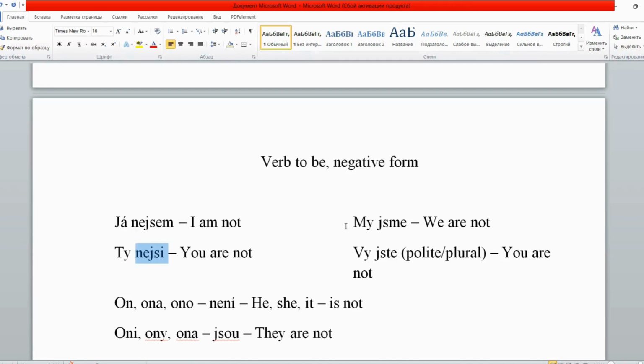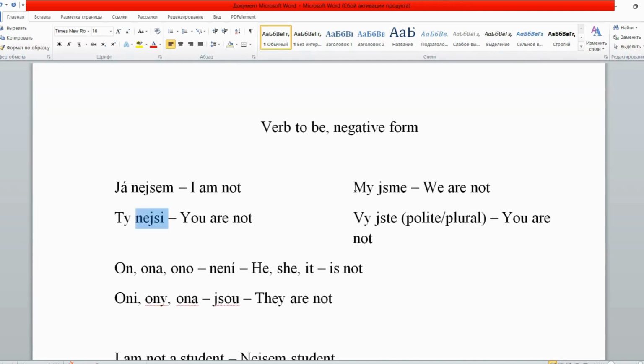In the plural form, pay attention here. My jsme. If you want to say it in the negative, just use this one: nejsme. We are not. My nejsme. Polite version or plural form: Vy nejste. It's very easy. You are not. Vy nejste.